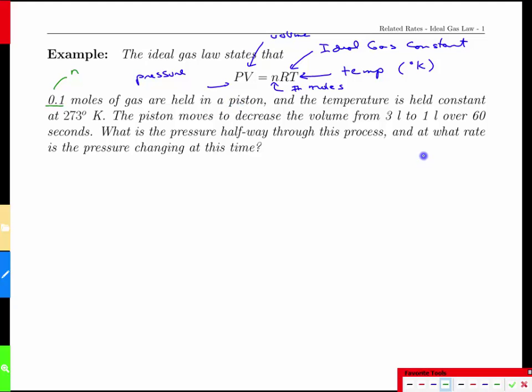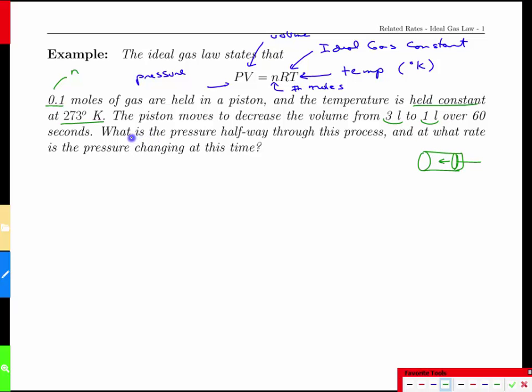Those are held in a piston, so imagine some circular chamber like this, and we're going to hold the temperature constant. So what's going to happen is our temperature is constant, and we're likely going to be playing pressure against volume. The piston itself is going to move to decrease the volume from 3 liters to 1 liter over 60 seconds. So imagine this is a piston, and we have a rod attached to it. This is going to move inwards so that we decrease the volume.